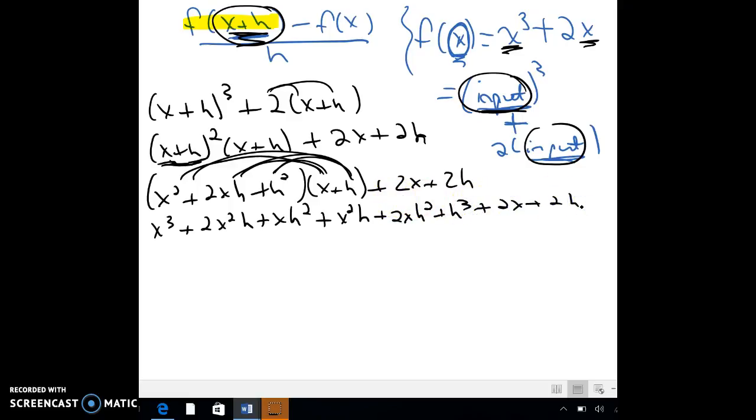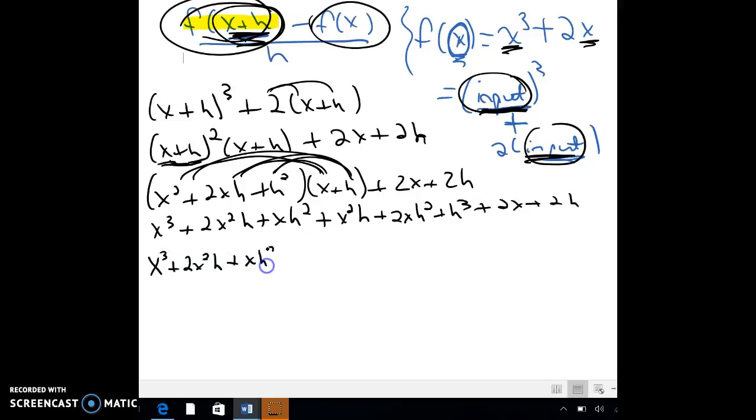Okay, so when I input this input into this function, and this function tells me to cube my input and then double it and then add that all together, this is the output to that situation. All right, so now I want to take that answer, subtract that, and divide by h. So I'm going to rewrite, and I can't write very small, but I will try.